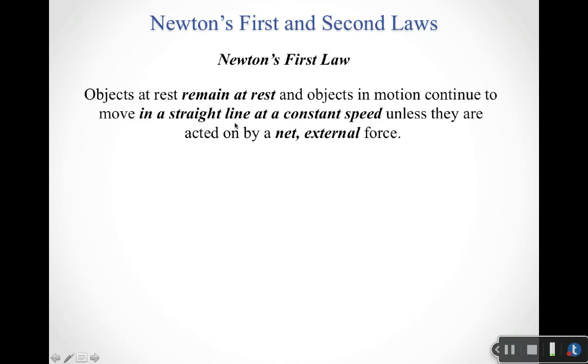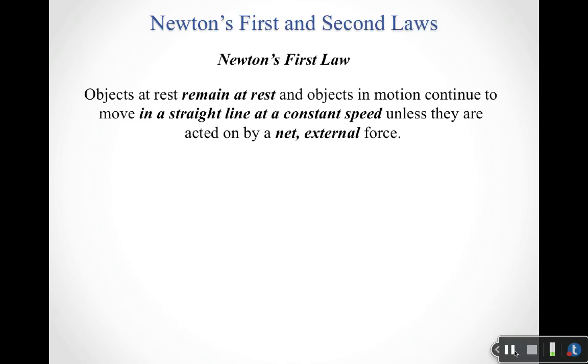But if an object is moving, we said there are three ways that an object can accelerate. It can speed up, it can slow down, or it can turn. Well, what this says is if there's no net external force, then there's no acceleration because your object isn't turning, it's moving in a straight line, and it's moving at a constant speed, so it's not speeding up or slowing down.